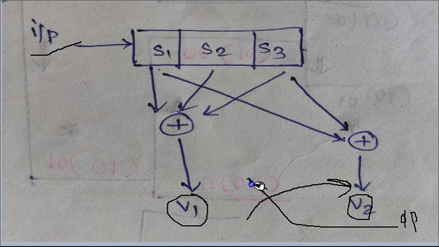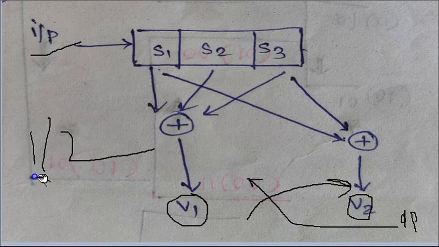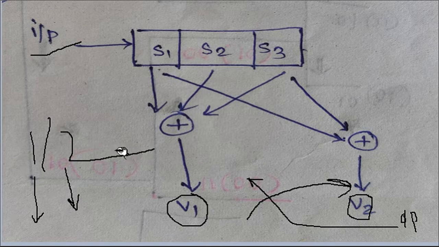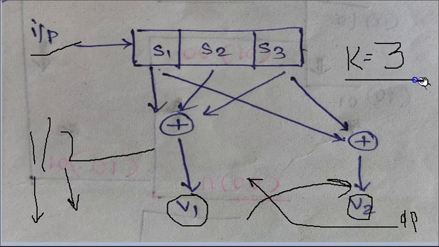So in short, this is a 1 by 2 encoder circuit. Why 1? Because every time it accepts a single input bit and gives two output bits, V1 and V2. If we want to comment on the constraint length, the active flip-flops will be S2 and S3, so the total constraint length is 2 plus 1, that is 3. For an input bit, a total of 3 shifts will occur to reach the output. So K is equal to 3.